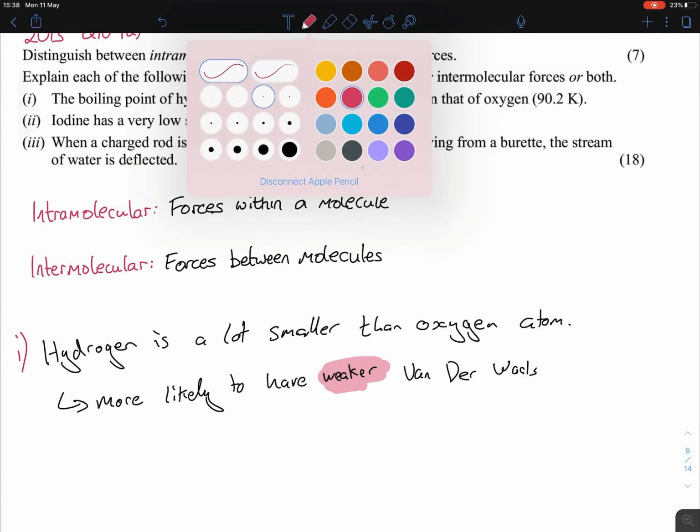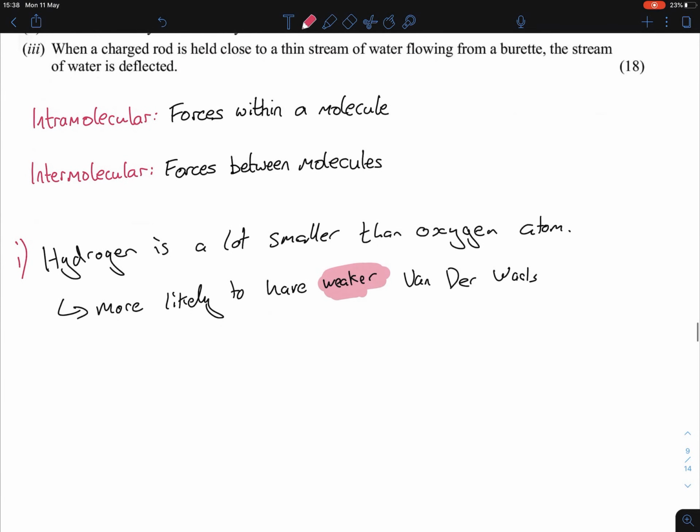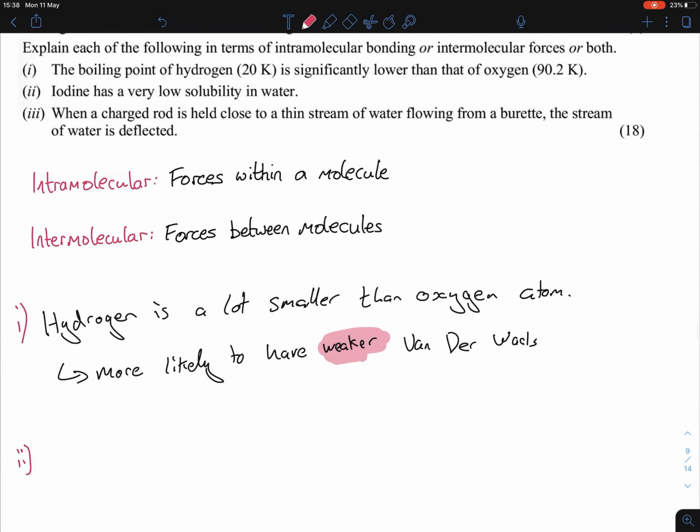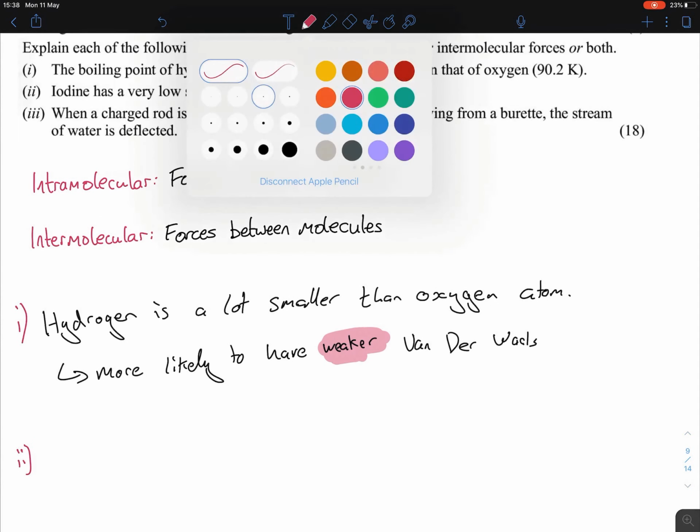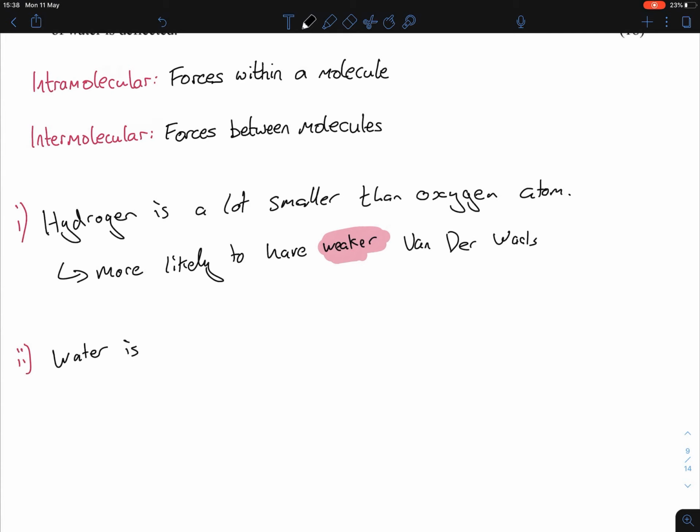Part II is asking you, iodine has a very low solubility in water. So how do we go about answering that? Well, solubility has to do with polar or non-polar. That's where it comes down to. And like dissolves like. So water is polar. You have to learn that one off, guys. Or you can check the electronegativity values. So water is polar.